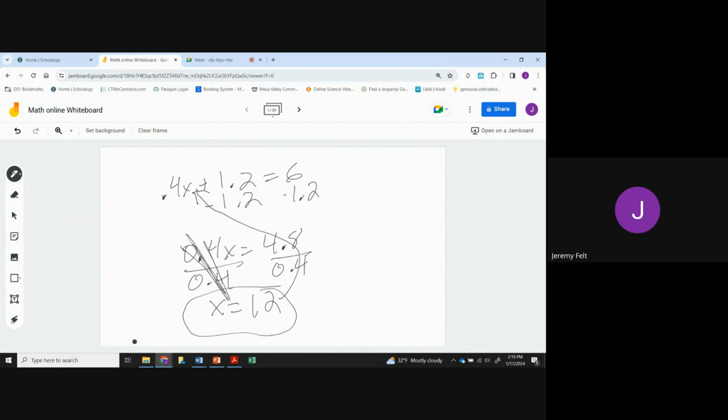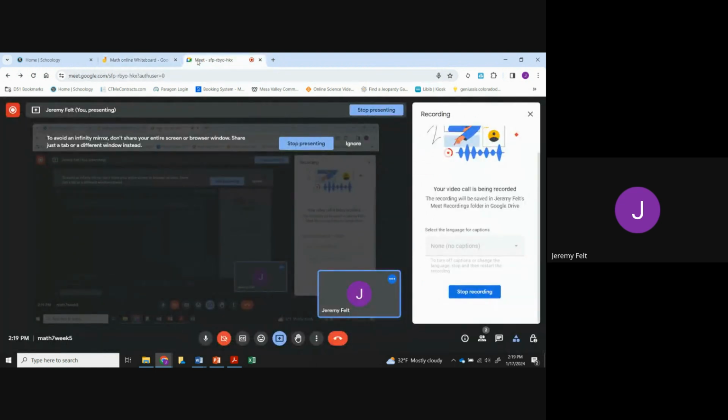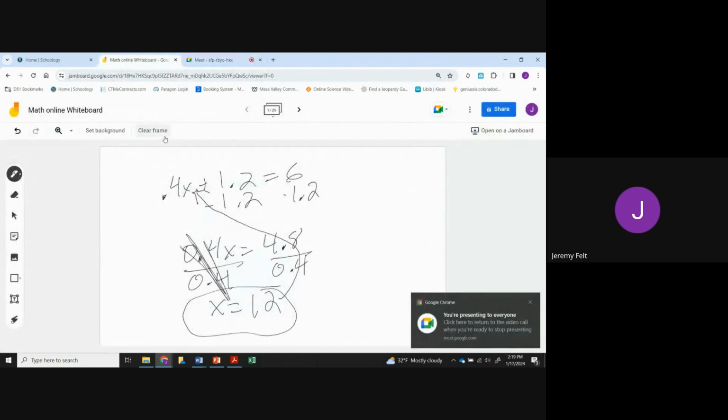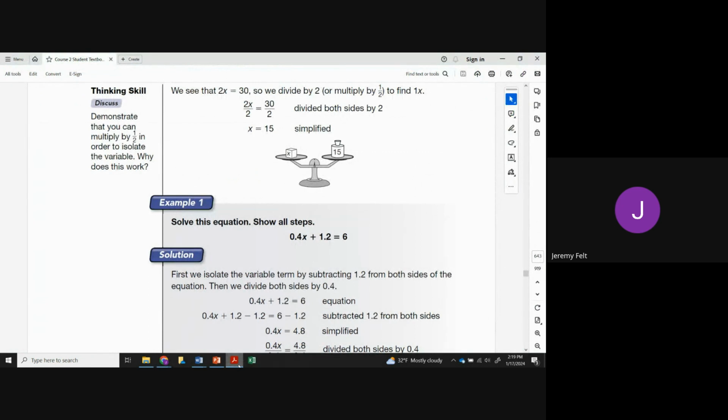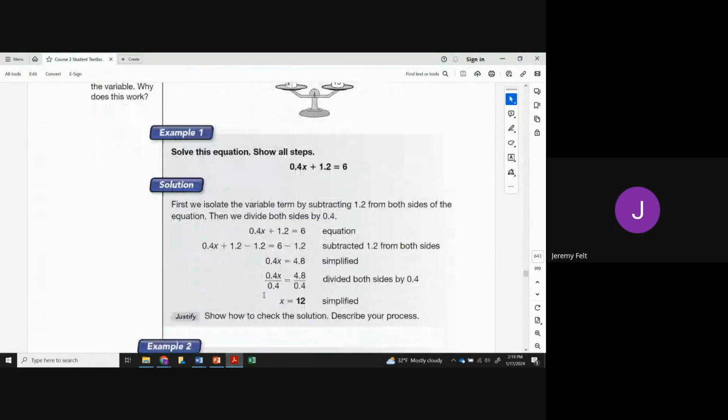Okay, so inverse operations to get x by itself, and then again, we just talked about if we wanted to double check, we could plug that back in for x and make sure that worked out to be true. And then if it wasn't true, we'd go back and check our steps and see where we went wrong.